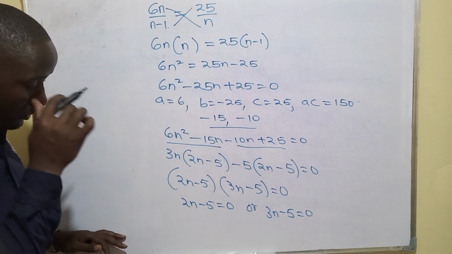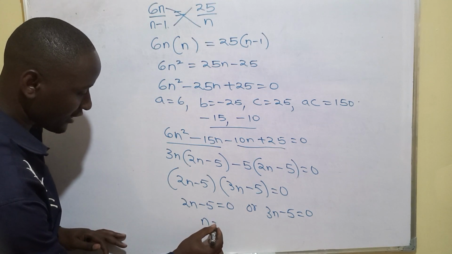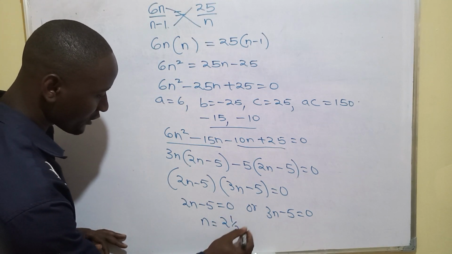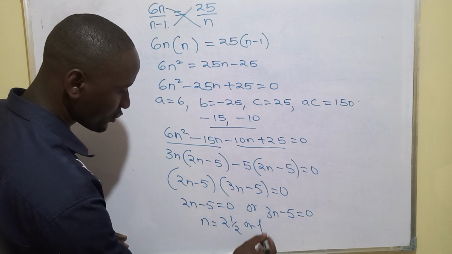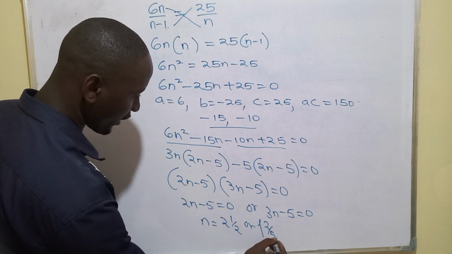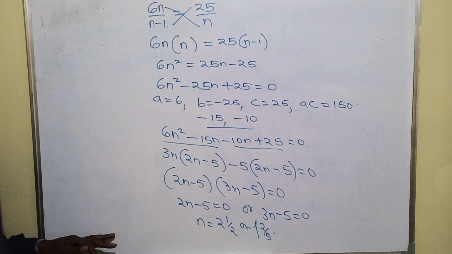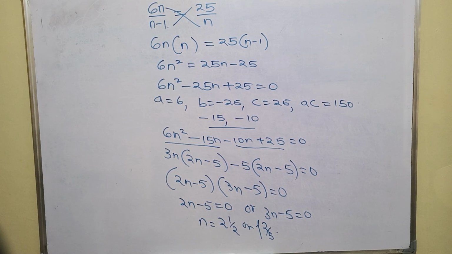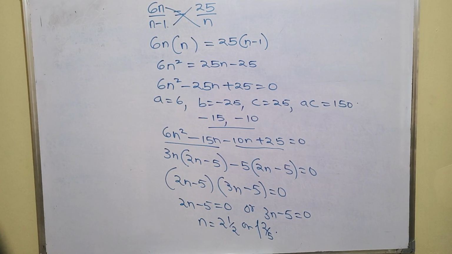If you solve these two equations, you should get n here as 2.5, and from this other one, you should get it as 1 and 2 over 5. So we have solved that equation, and that is how you're supposed to go through it.